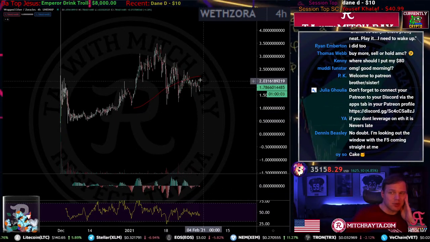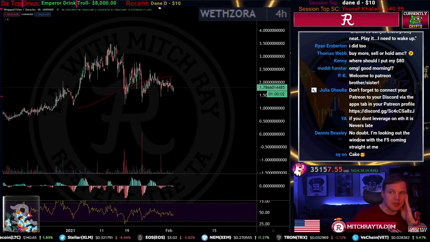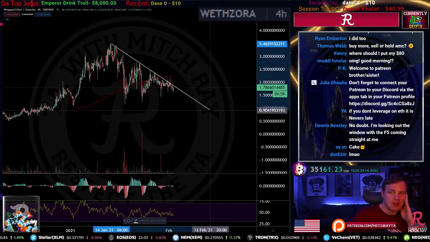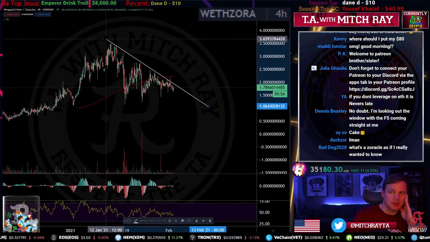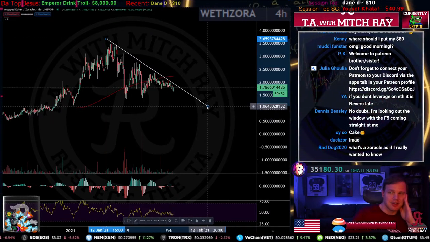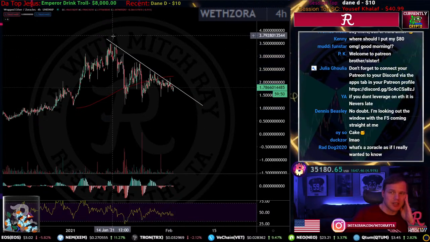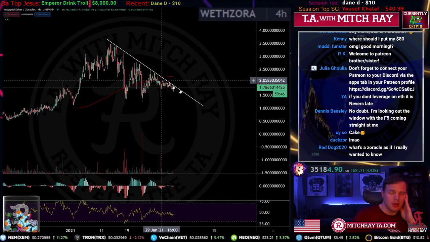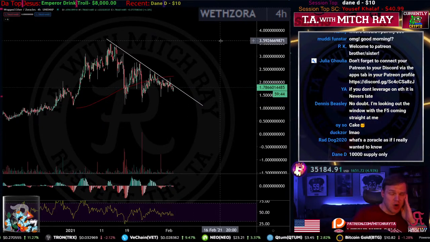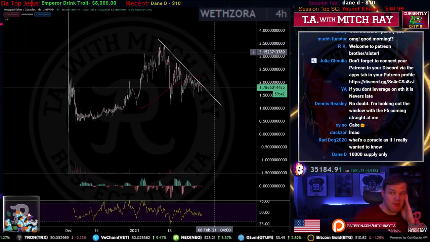You can't say it's bullish divergence because you keep making higher lows, but how do you even plot here? There you go, that's pretty good. The supply line, you know? And if you break it, yeah, maybe good things could happen, but you haven't broken it yet.